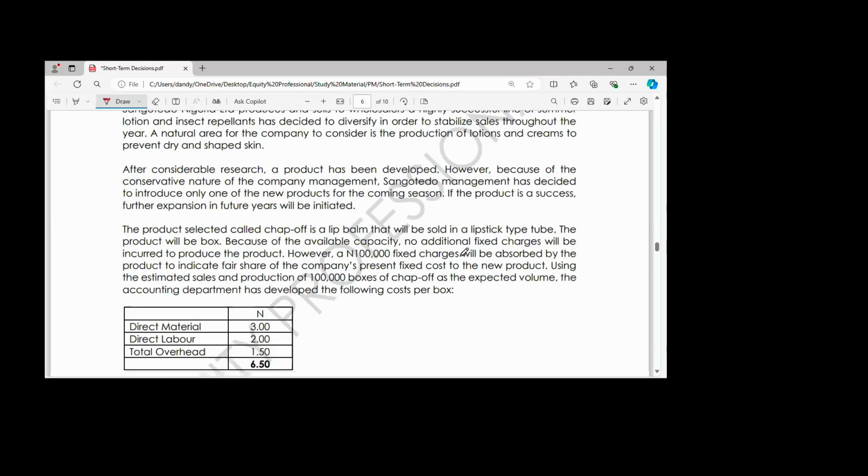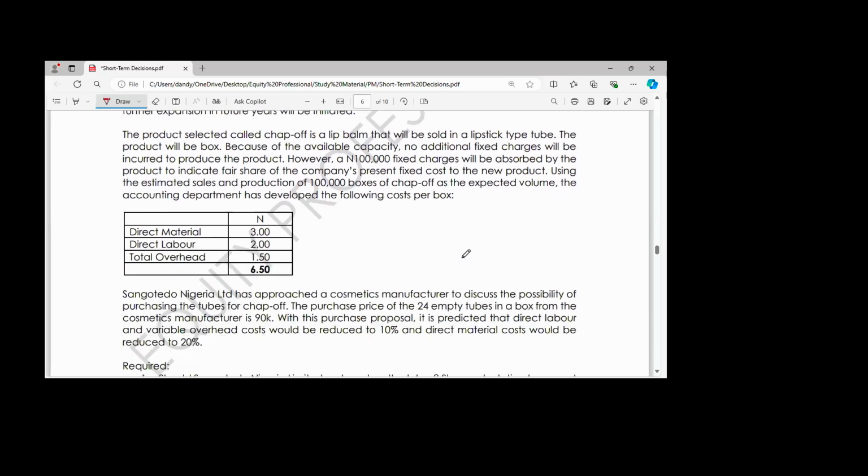The product selected, called Chap Off, is a lip balm that will be sold in a lipstick type tube. The product will be boxed. Because of the available capacity, no additional fixed charges will be incurred to produce the product. However, 100,000 naira fixed charges will be absorbed by the product to indicate a fair share of the company's present fixed cost to the new product. Using the estimated sales and production of 100,000 boxes of Chap Off as the expected volume, the accounting department has developed the following cost per box: direct material 3 naira, direct labor 2 naira, total overhead 1 naira 50 kobo.